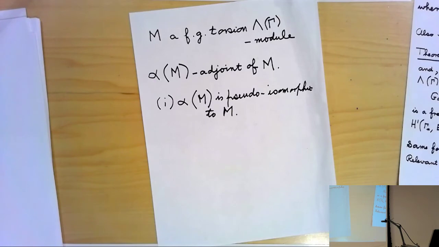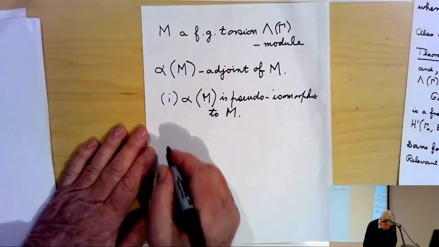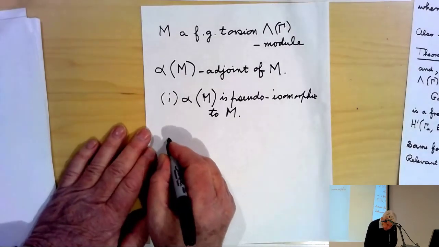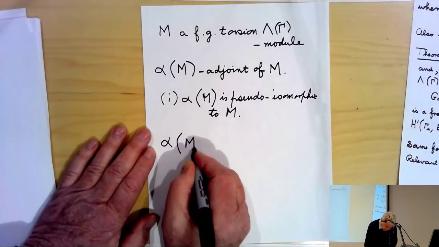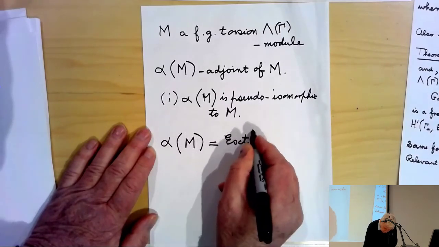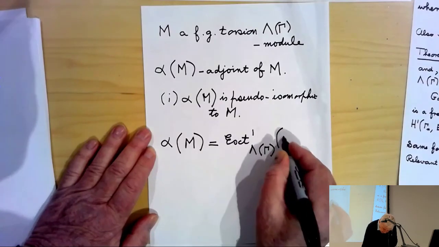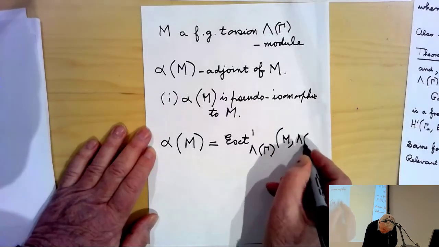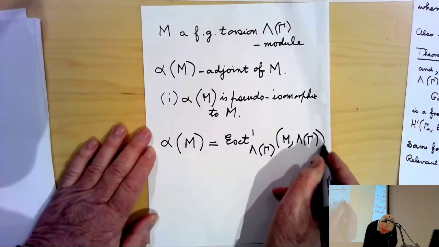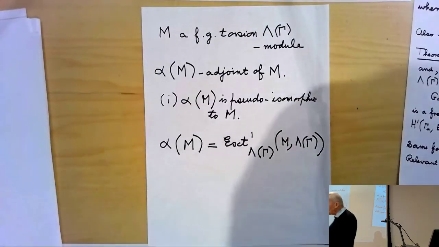What I want to say, though, is that in Iwasawa's paper, he just gives a computational method, but there is a conceptual definition that I want to mention now: alpha of M turns out to be the Ext^1 over Lambda-Gamma of M into Lambda-Gamma. It has this very nice homological description.